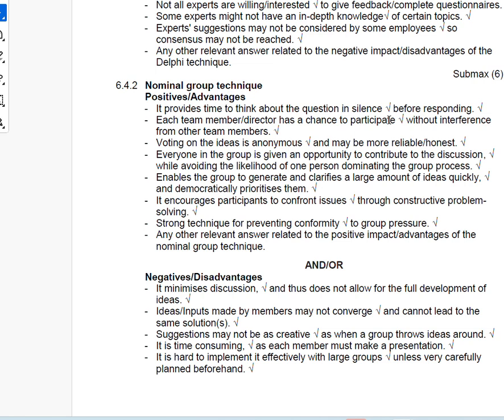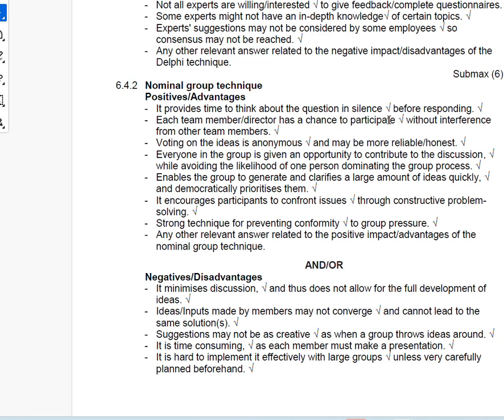Now, what are the negative aspects? It minimizes discussions and thus does not allow for the full development of the ideas. Ideas or input made by members may not converge and cannot lead to the same solution. Suggestions may not be as creative as when the group throws ideas around. It is time consuming as each member must make a presentation.